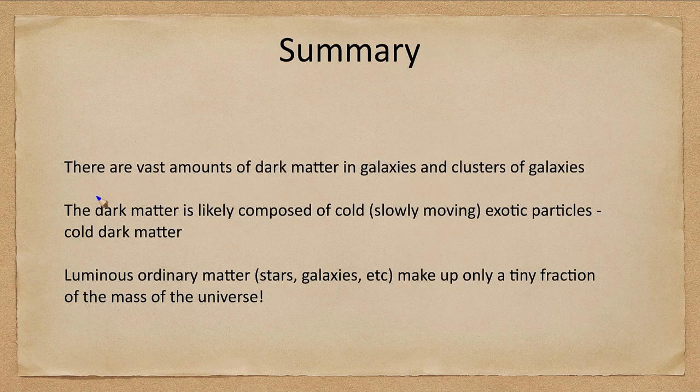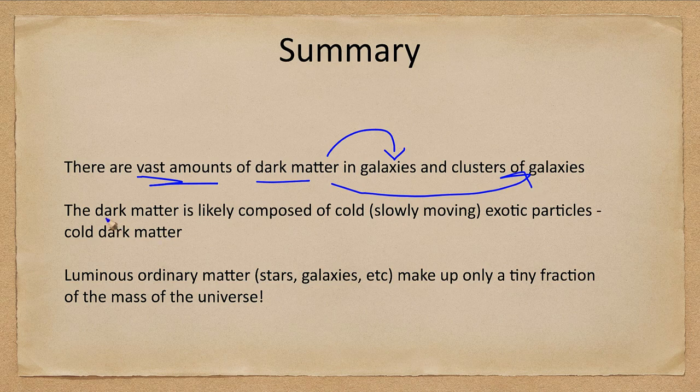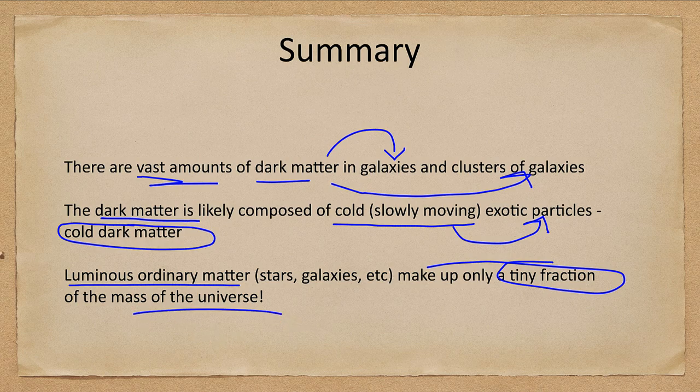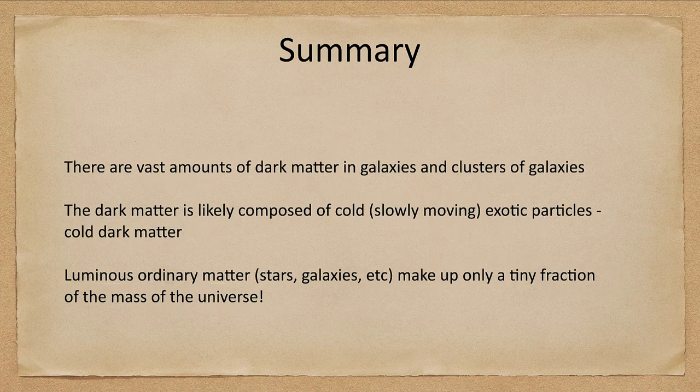What we've looked at this time is that there are vast amounts of dark matter in both galaxies and clusters of galaxies. The dark matter is believed to be composed of cold, meaning slowly moving, exotic particles, what we call cold dark matter. And the luminous ordinary matter, the stuff we've been studying, is only a tiny fraction of the mass of the universe. So that concludes this lecture on dark matter.